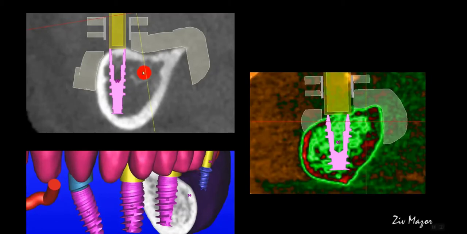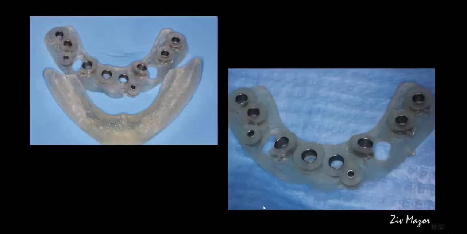In the back, that's where the nerve is, and that's where our implant would be, just sideways, buccally to the nerve. So here is the surgical guide that we constructed, done with the 3D software. And of course, we have fixation screws here in order for the guide not to move and to be very accurate.